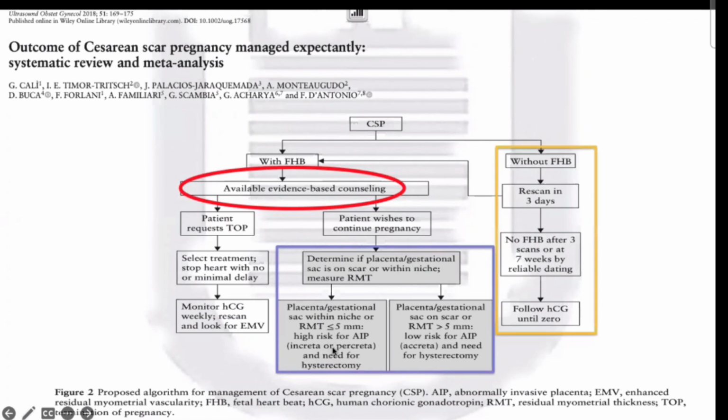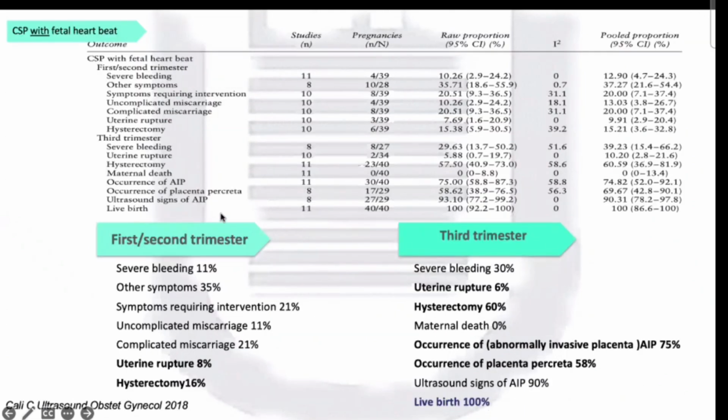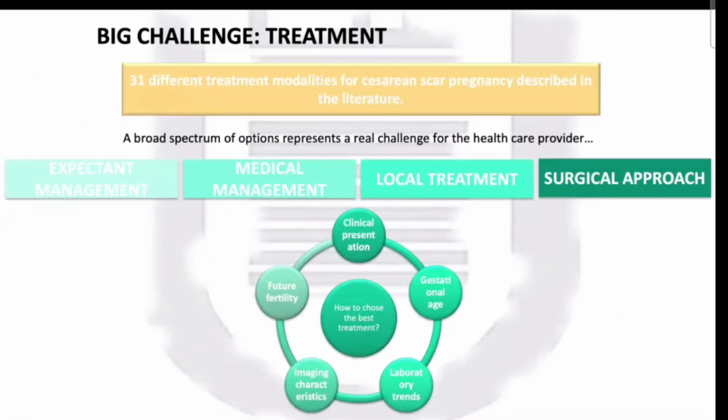And if we have no beat, also there we can have some problems like complicated miscarriage in 13%. And also the problems that we can have in the first and second trimester are bleeding, rupture, hysterectomy, as well as for the third trimester, hysterectomy in 60% and a lot of problems in placentation.